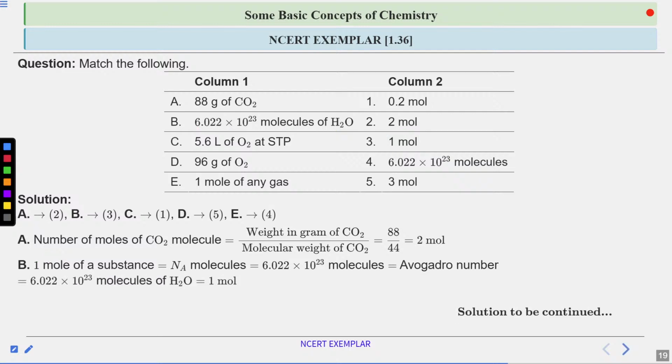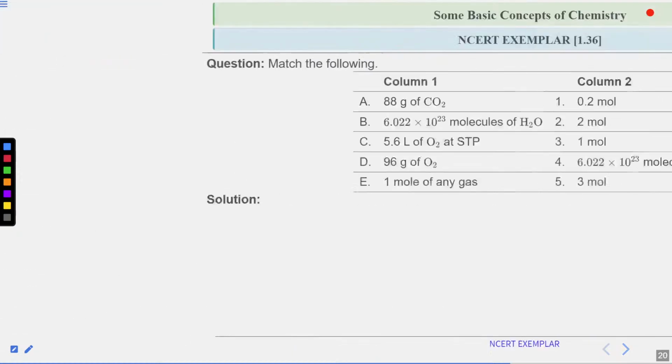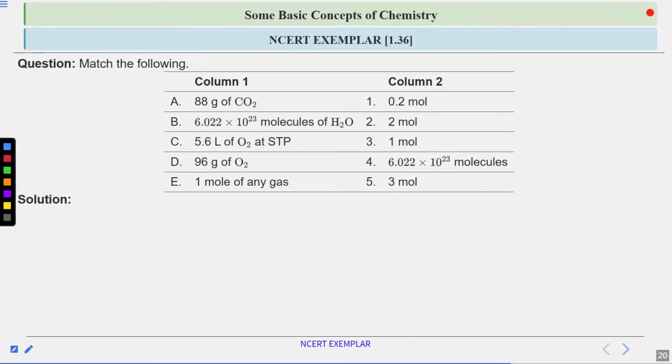Now what about the next one? For C, it is 5.6 liters of O2 at STP. We know that at STP, we have 22.4 liters of any gas if we have taken 1 mole of that same gas. Now, does anyone have any issue with this STP thing? How are we coming to this point that we have 22.4 liters? You can ask it now if you have any issue.